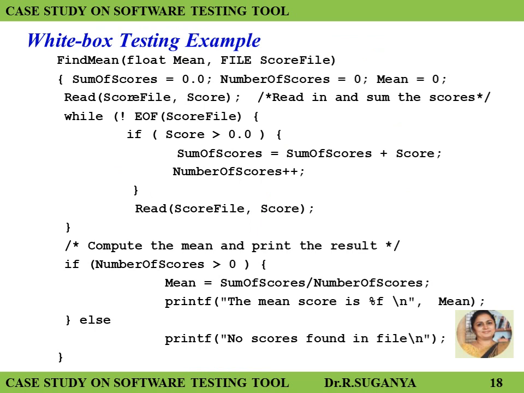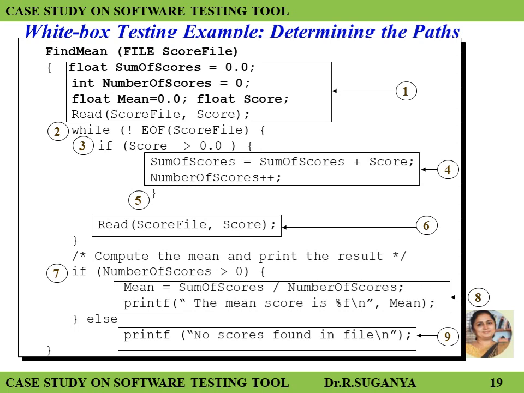So here, to find the mean, float mean, where float is a variable, and we are going to store it in the file called score file, and it has been initialized with sum of scores, number of scores, and mean value. If it is not the end of file, then it has to check whether the score value is greater than 0.0, then add it to the sum of scores and number of scores, and again read the score file. And if the number of scores is greater than 0, the mean value is the sum of scores divided by the number of scores, and it prints the mean value; else it reports that no scores were found in the file. So this is the computing example for white box testing.